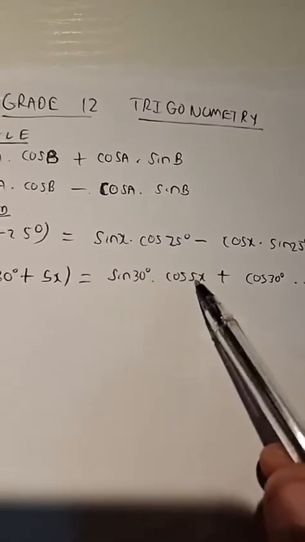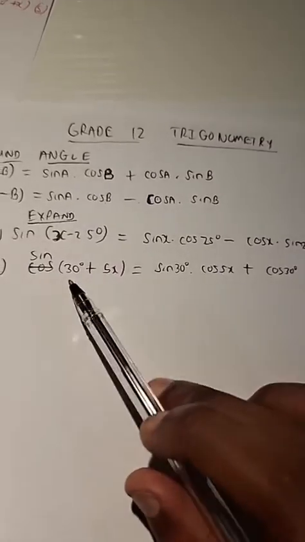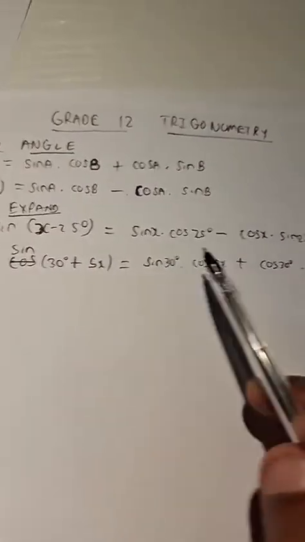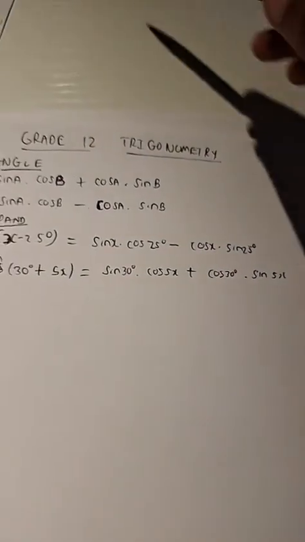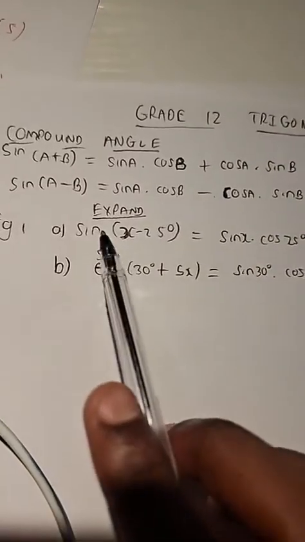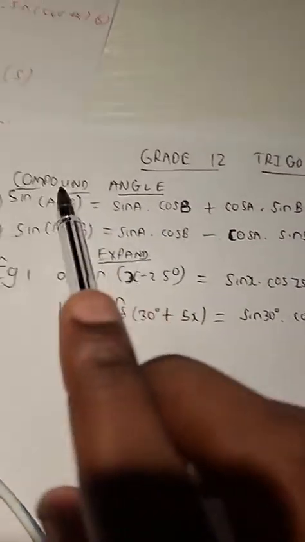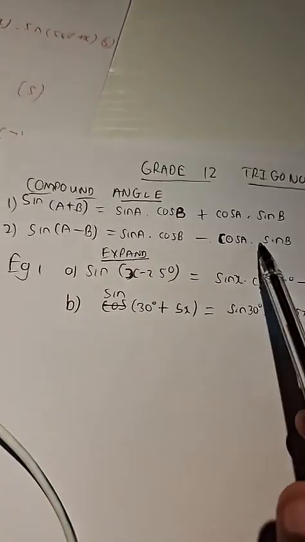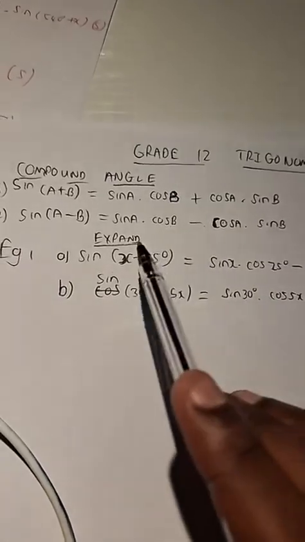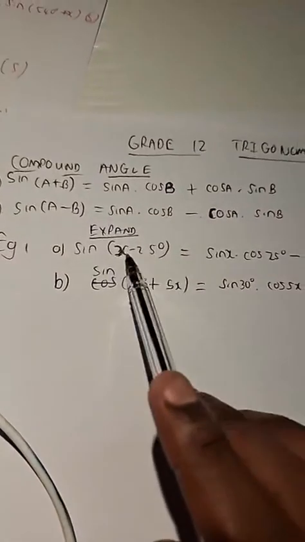Okay, sine 30 cos 5x. Can you see that A is 30, that B is 5x? Cos 30 sine 5x. So guys, what's beautiful is that all of this will be available. This compound expression will be available on your formula sheet. All you would need to do is just look at the template.